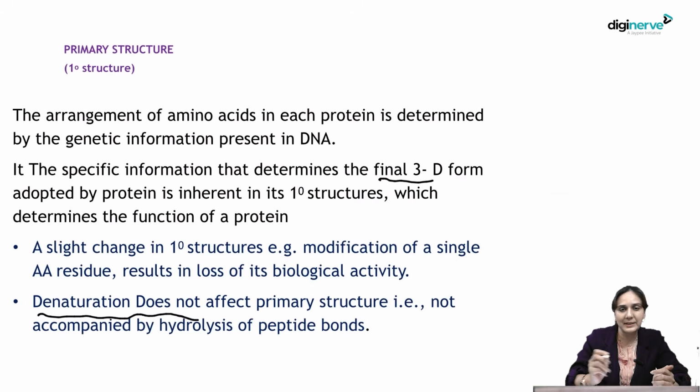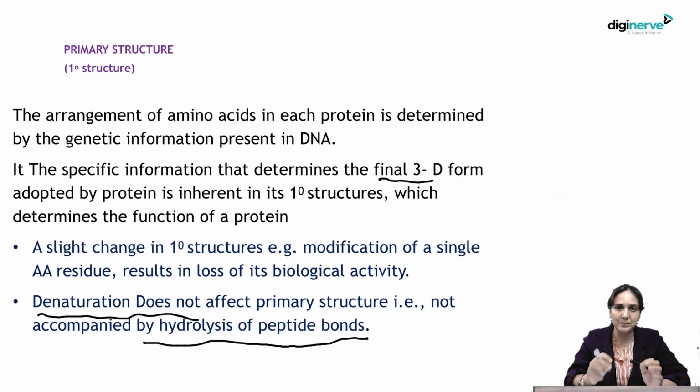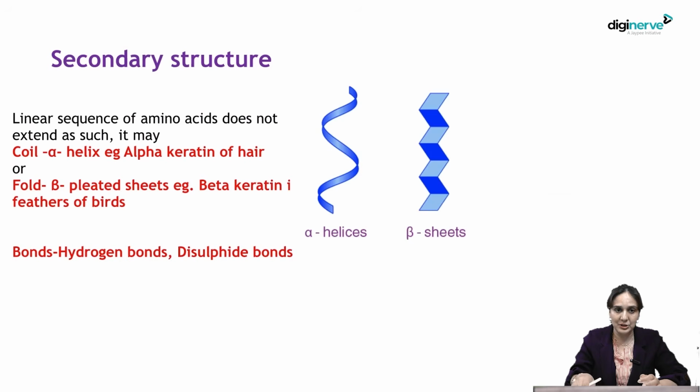Then denaturation, this is important. Denaturation does not affect the primary structure. Even with high temperature, alkaline conditions or chemical conditions, the primary structure will remain intact. This is important as it is frequently asked which structure remains intact on denaturation: that is the primary structure. Denaturation is not accompanied by hydrolysis of peptide bonds, so they remain as such.